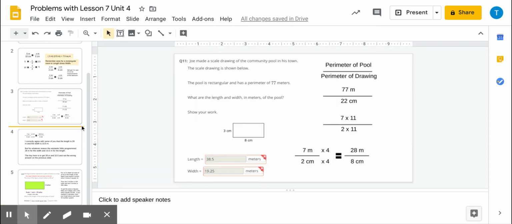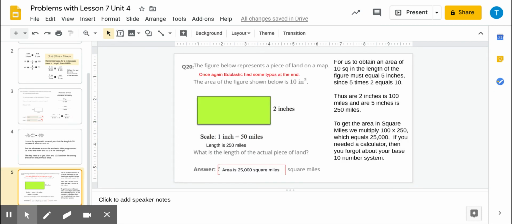So if we think about that, let me go back here again. That's something you're going to be thinking about. But again, how we get there: 2 inches here to get 10 inches, well, we got to multiply 5 times 2. So 1 inch is 50, so 2 inches is 100 miles, and 5 times 50 is 250 miles. So we got our length, 250 miles.